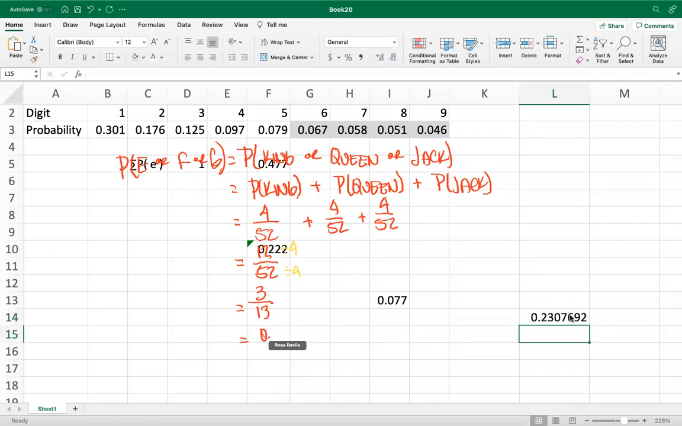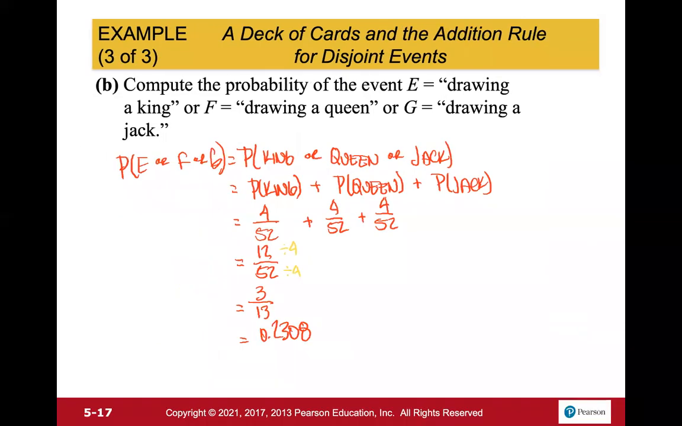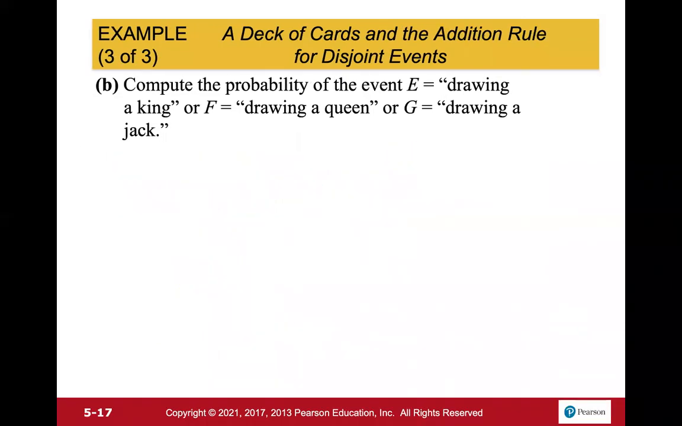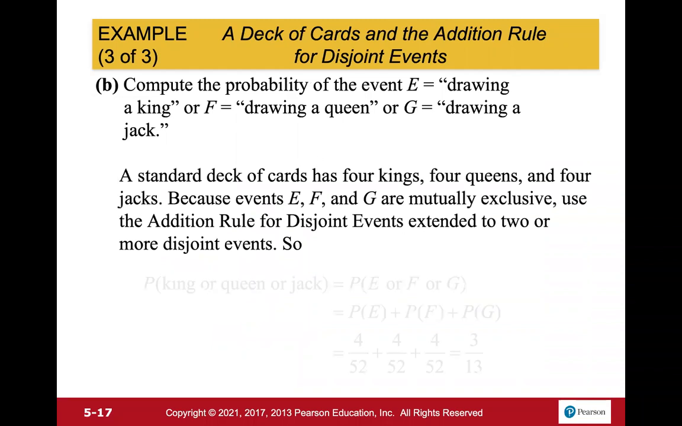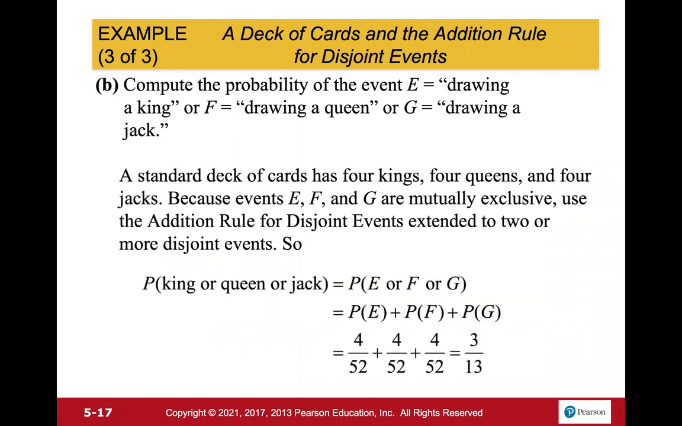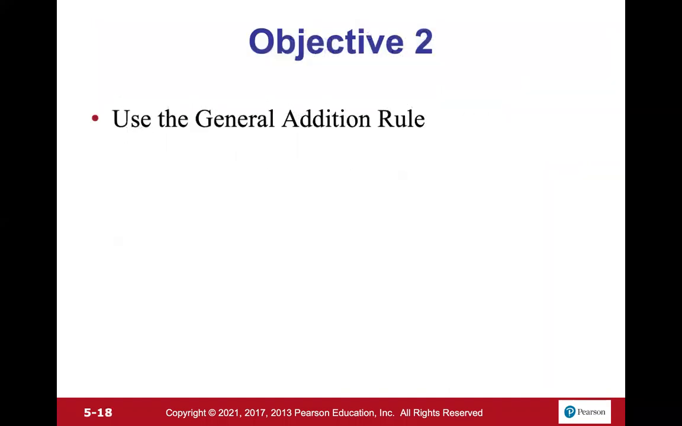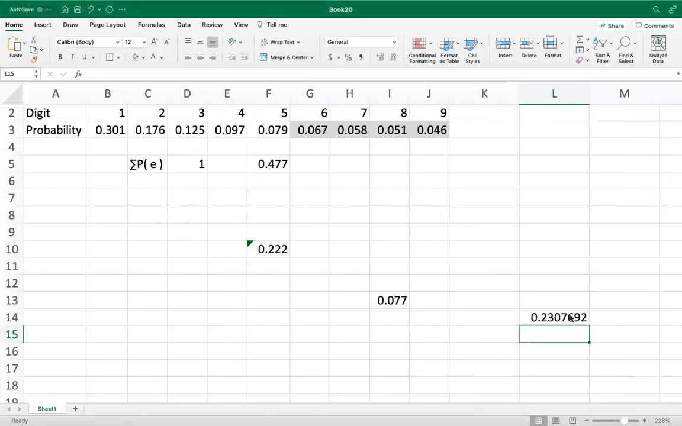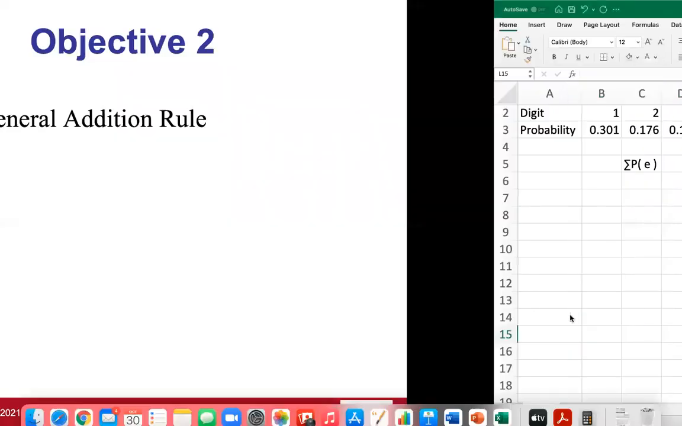That gives us 0.23076, so 0.2308. And that would be our probability. Let's see what we got. So standard deck of cards, 4 kings, 4 queens, 4 jacks, events E, F, and G are mutually exclusive. Addition rule, cool, 3 out of 13, or we could say that it was approximately 0.2308.